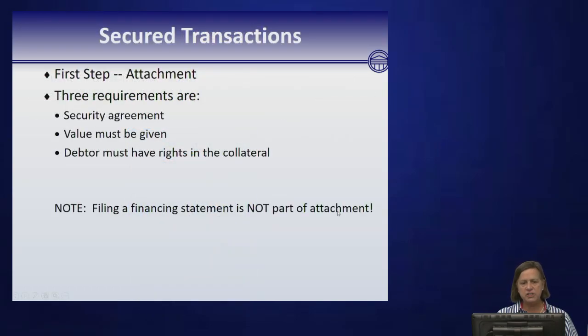Secured transaction. We broke this down into 2 big steps, attachment and perfection. You have to know the elements of attachment. They are security agreement, value given, and debtor has rights in the collateral. Note, a financing statement is not part of attachment.